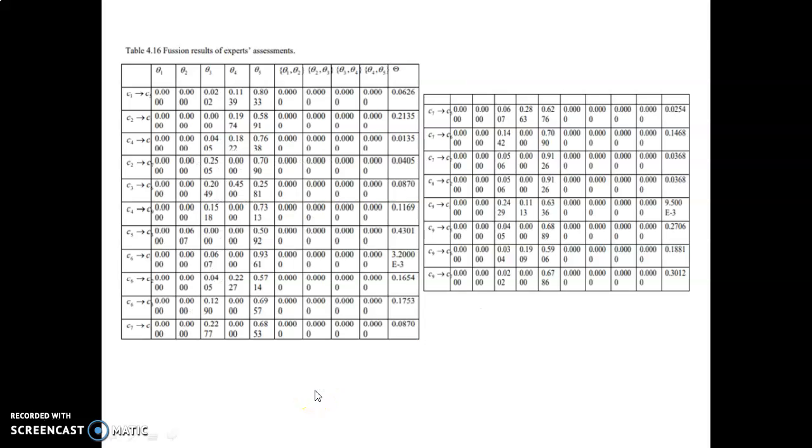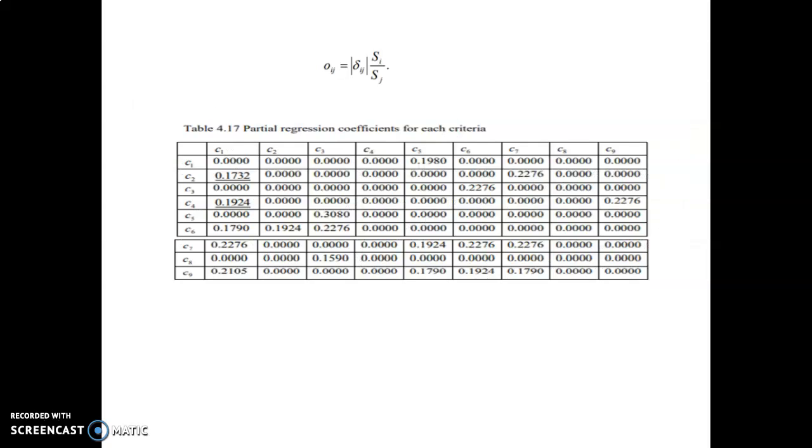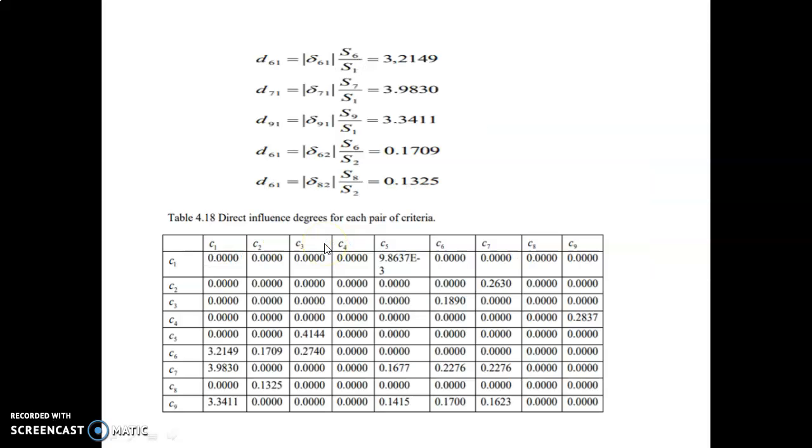Table 4.16 is a partial result of expert assessment. In Table 4.17, in the first column, the direct influence degree is calculated by this equation. The partial regression coefficients for other criteria are similarly determined. Those relations of two criteria that cannot pass the test are marked with underline. Then construct the direct influence degree using this formula, and the underlined values are set to 0.